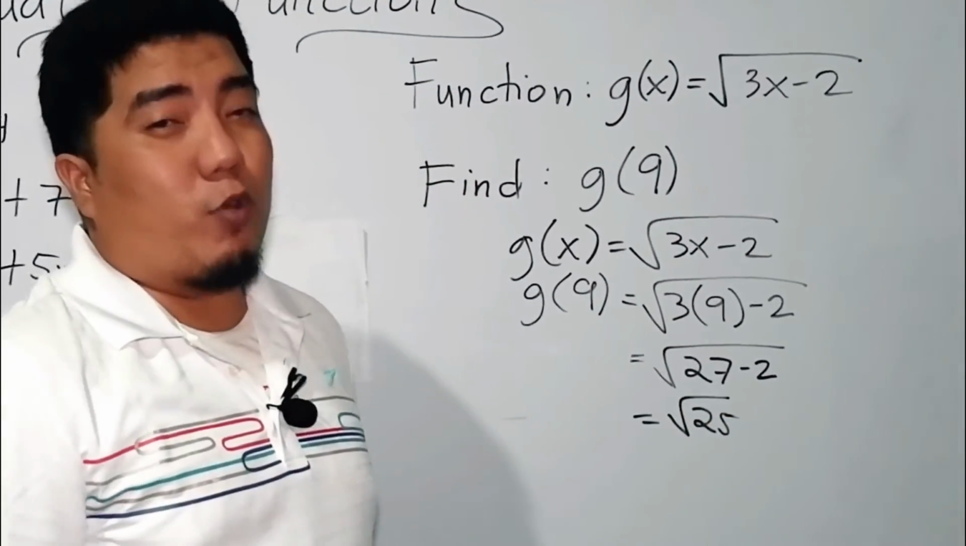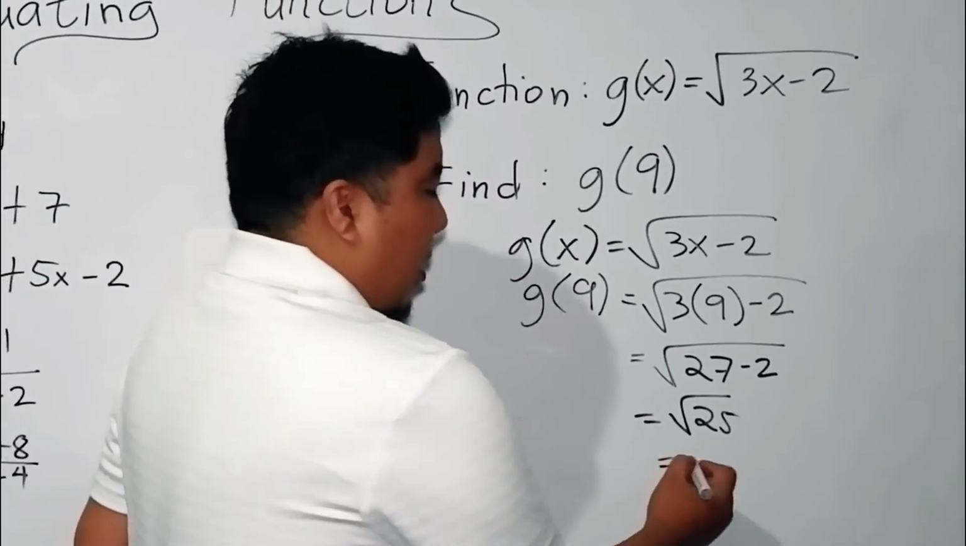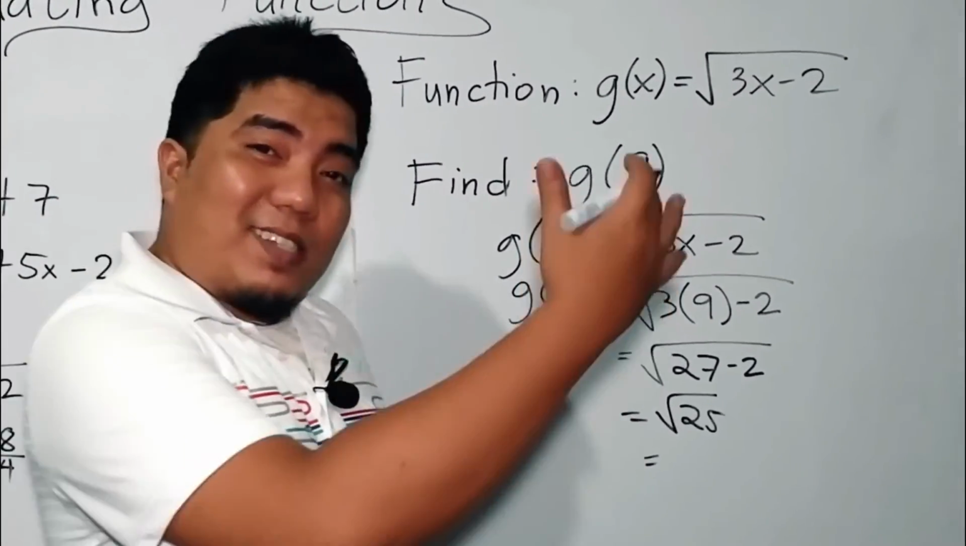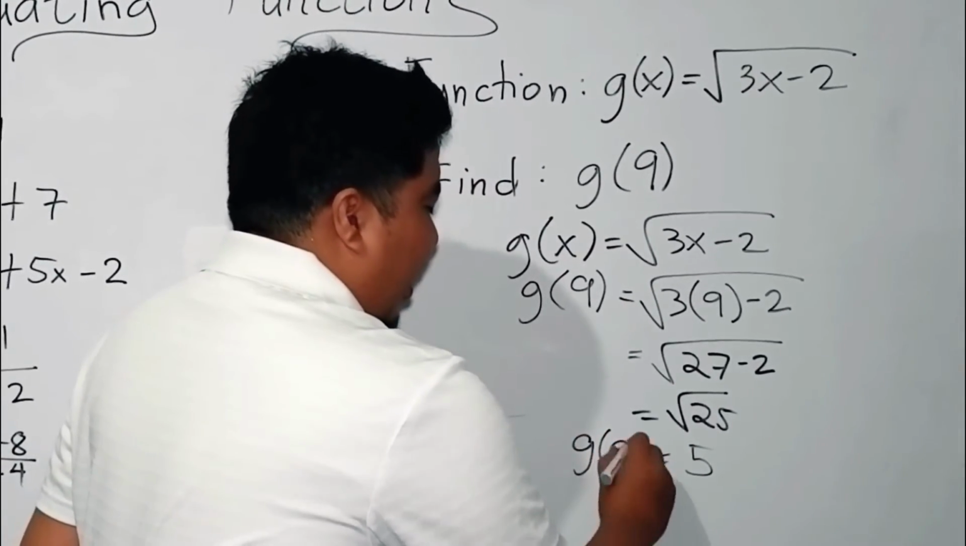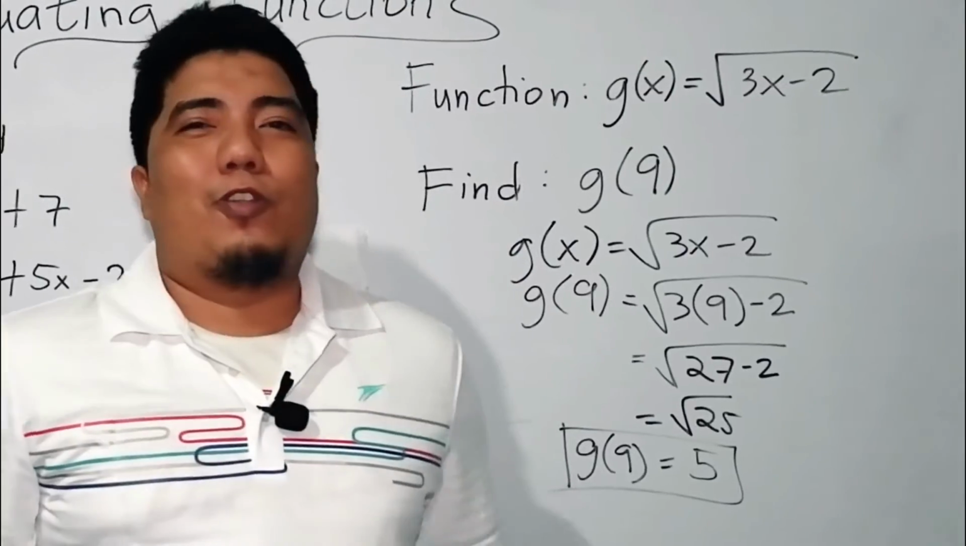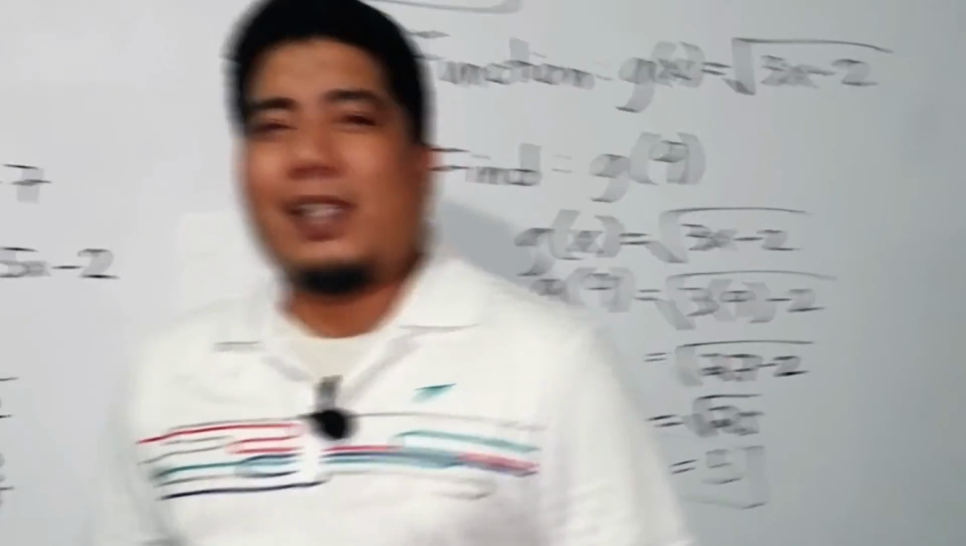Square root of 25. Question is, can we simplify square root of 25? Yes. Because the square root of 25 is, alright, very good, that is 5. So, the g of 9 is equal to 5. Easy, right? Now, let us go to our next example.